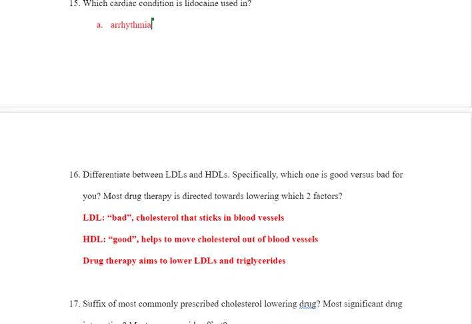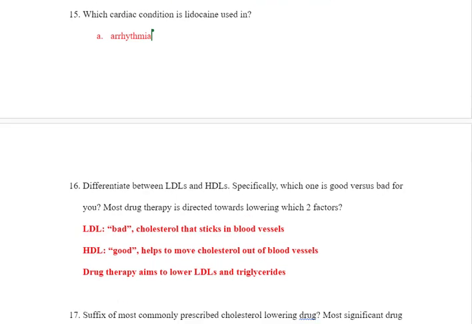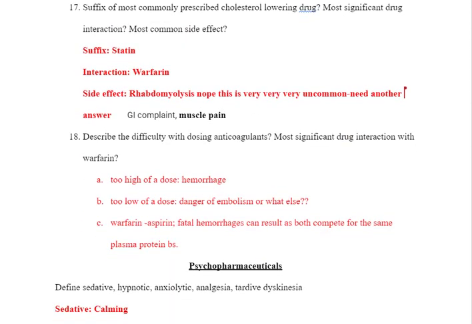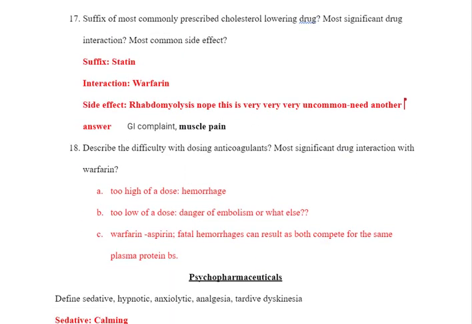So LDLs, and again, this is very general. There are new studies saying LDLs are not as bad for you as they once thought. But in general, LDLs are considered the bad, HDLs are considered the good. And we are trying with the statin therapy and the other drugs that they use to lower cholesterol to lower LDLs and the triglycerides. All right, suffix of most commonly prescribed cholesterol lowering drug is statin.